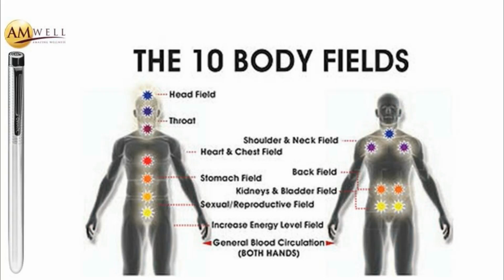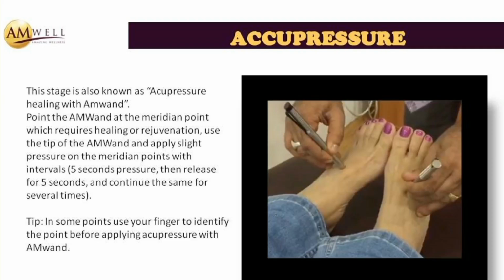The second modality is called acupressure. A lot of us know what acupressure is. Basically, acupressure is applying pressure on certain meridian points in the meridian channels without the invasiveness of the needle, meaning without inserting a needle within. That's acupuncture. Without inserting the needle, basically using the AMwand, we are applying pressure onto a certain meridian point. These meridian points lie in the major meridian channels. So this stage is called acupressure healing with the AMwand.